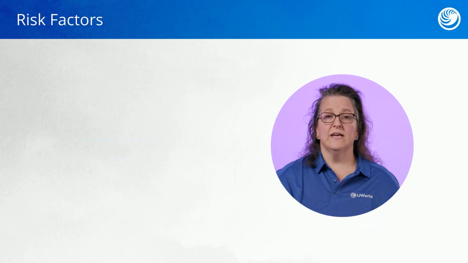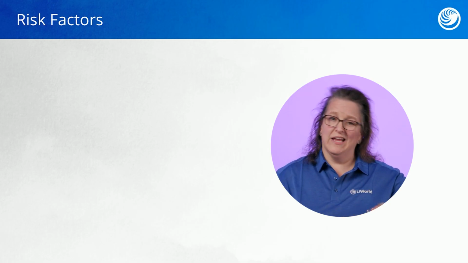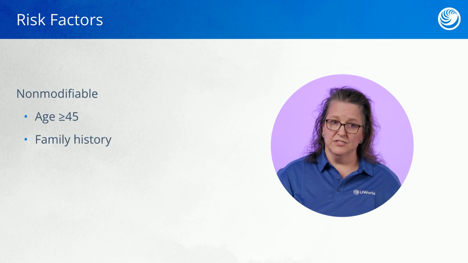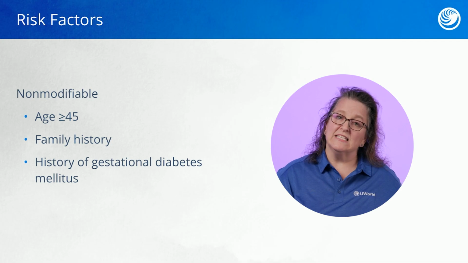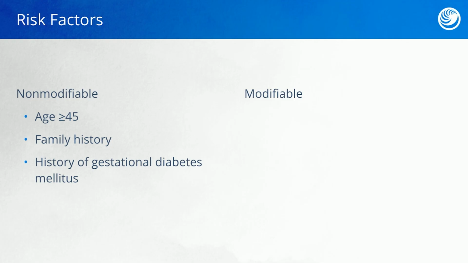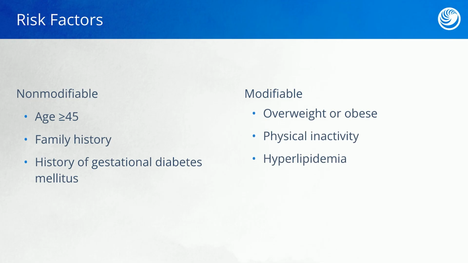Risk factors for type 2 diabetes can be categorized as what I can't change and what I can change. The what I can't changes are the non-modifiable ones: age above 45, family history, and then a history of diabetes that came upon during pregnancy. Modifiable risk factors, or the things I can change, are overweight or obesity, physical inactivity, and hyperlipidemia. These first three result in more adipose tissue or fat cells in the body. And we just learned in the pathophysiology that that is linked to inflammation and type 2 diabetes.